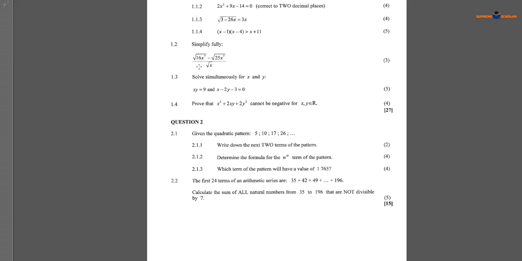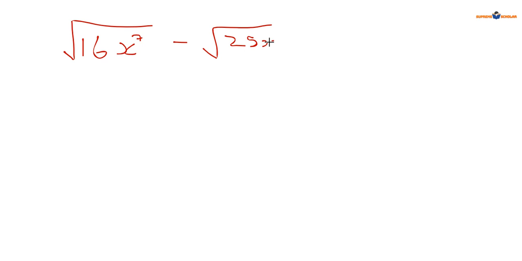We are looking at 1.2 over here. This question says 16 square root of 16x to the power of 7 minus square root of 25 times x to the power of 7, over the square root of x.